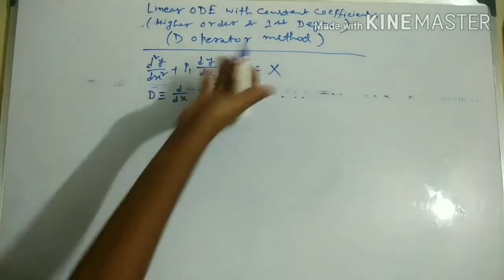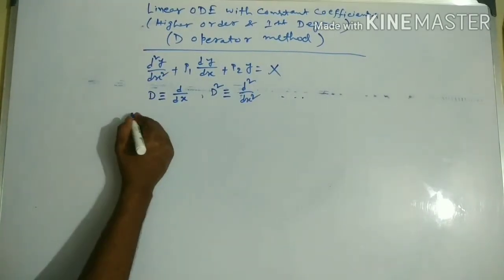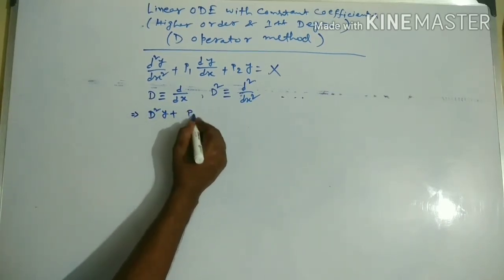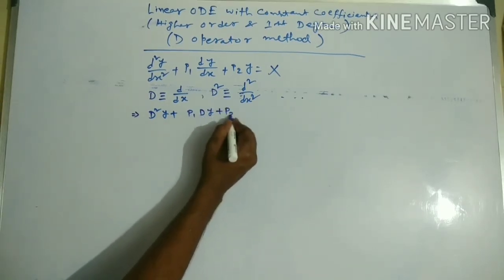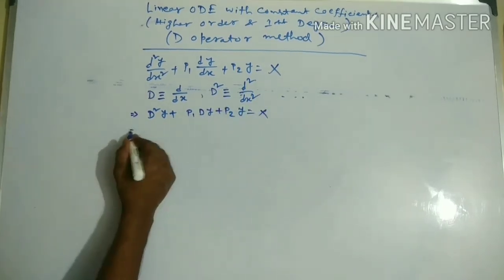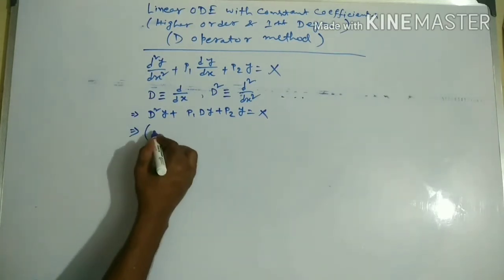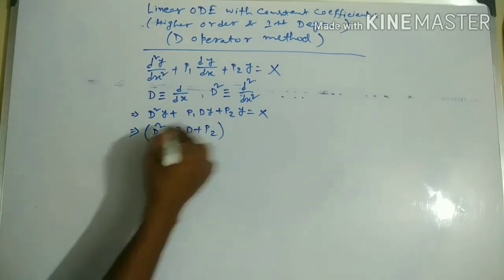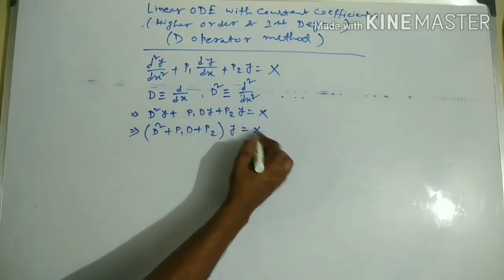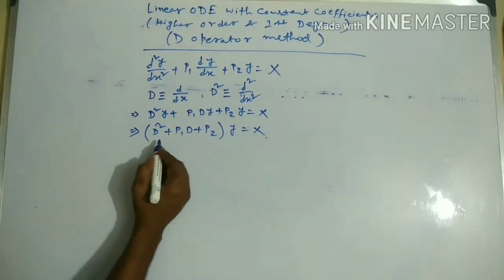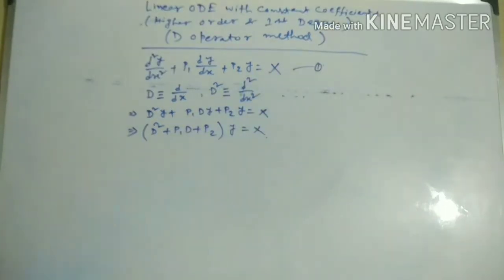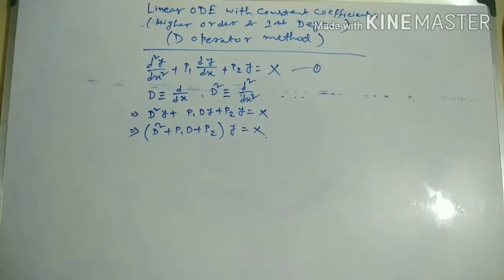Now if we write this equation using capital D, then we get D square y plus p1 D y plus p2 y equal to capital X. Now we can see that D square plus p1 D plus p2 is operating on y in the left hand side. So this is the equation equivalent to 1. I just used the notation capital D in place of d/dx or d square/dx square.